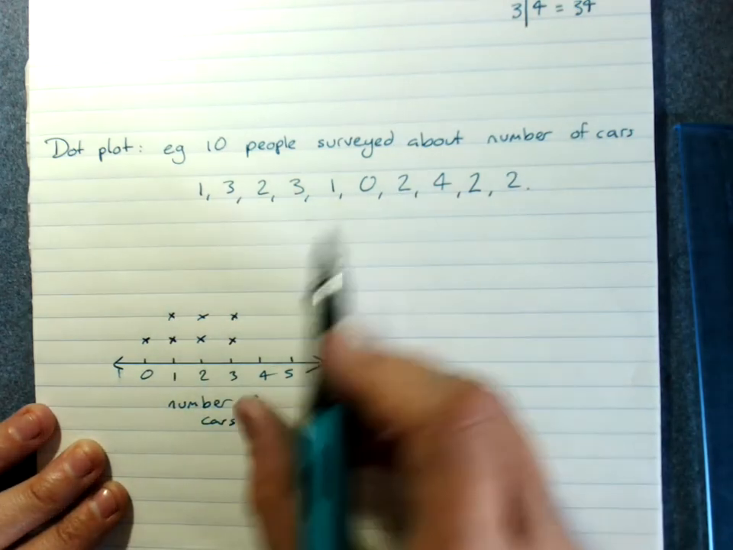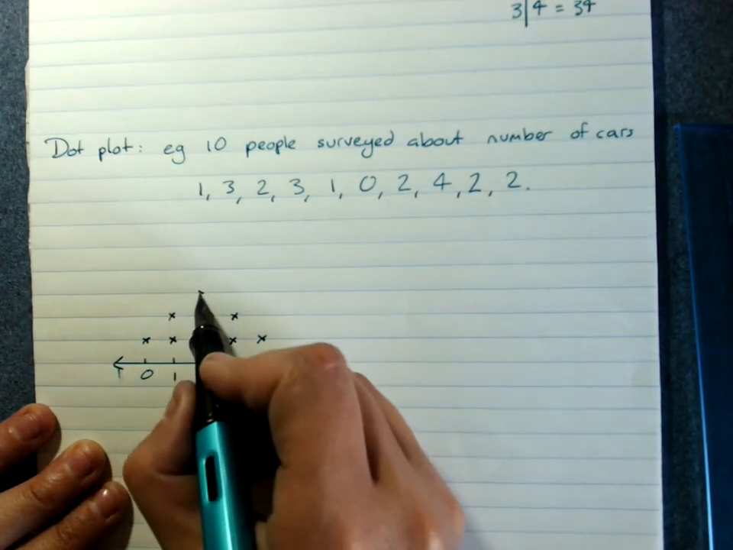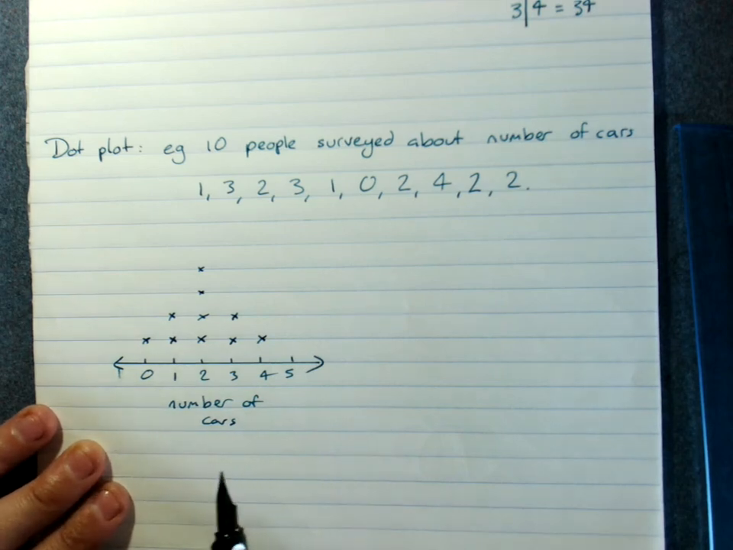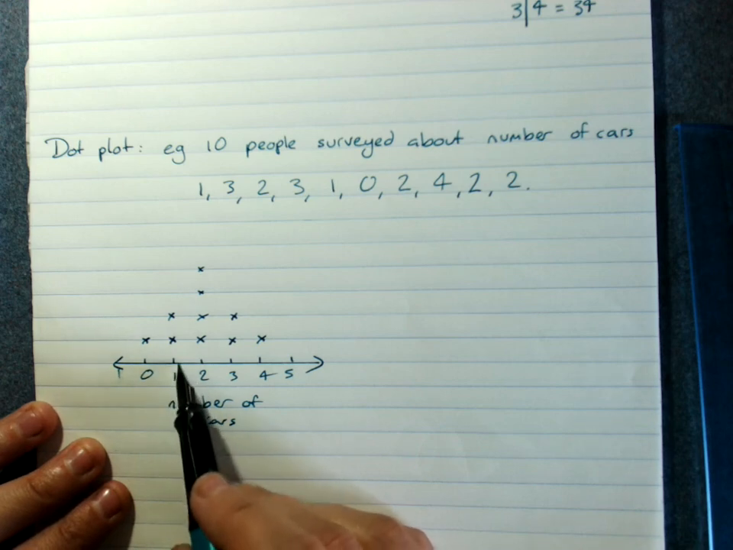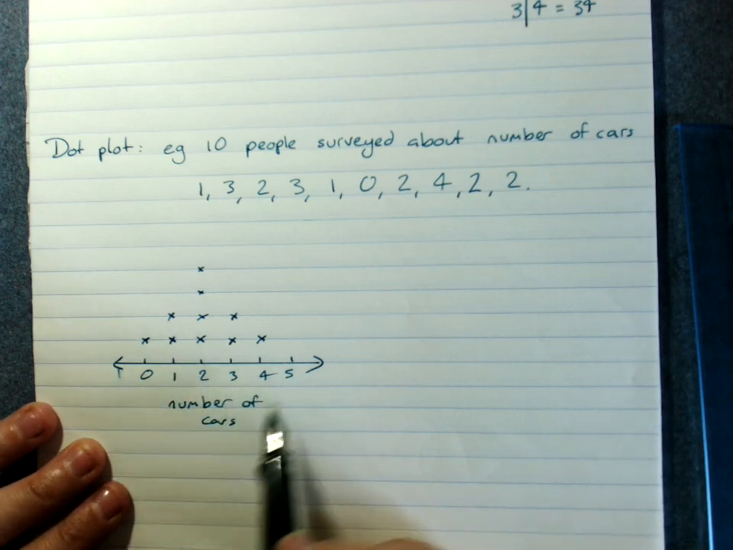Where was I up to? That 2, 4, 2, 2. If this was categorical data, for example, type of car, Toyota, Forester, Subaru, whatever, you'd put your categories down here instead of your scores.